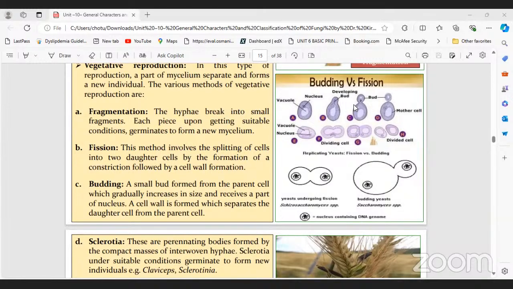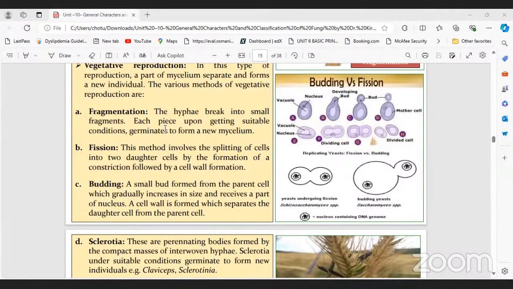This method involves the splitting of a cell into two daughter cells by the formation of a constriction followed by cell wall formation. You can observe the splitting of the cell into two daughter cells. This is the fission. Next one is budding.